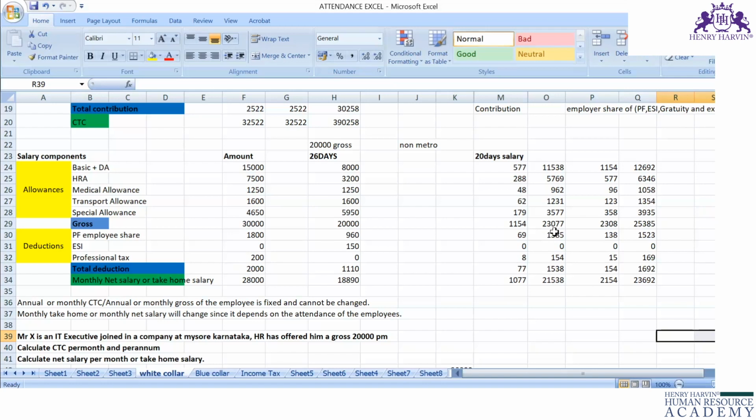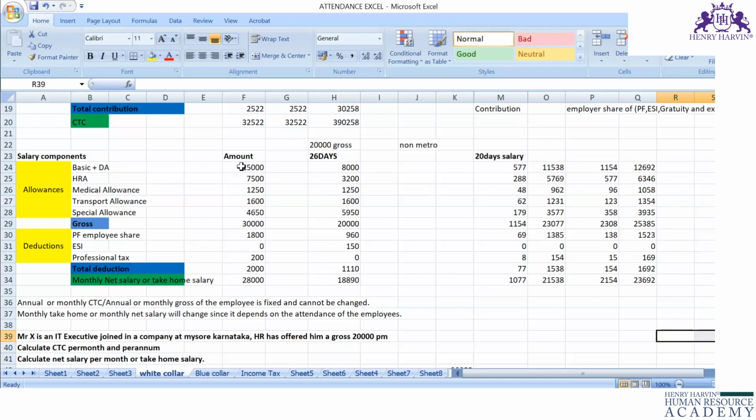If they want, they can withdraw the PF money or ESI. They can enjoy the ESI money as a medical benefit, and not gratuity. For gratuity, the employer should give the contribution; no employee gives a contribution for gratuity. Professional tax is one of the statutory dues for employees.